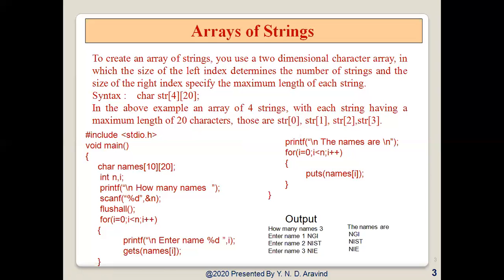Let us see this with a program. Here the names are declared to be a two-dimensional array of character type of size 20 into 40. That is, a maximum of 10 names can be stored in it and each name can have up to 20 characters including the null character \0.